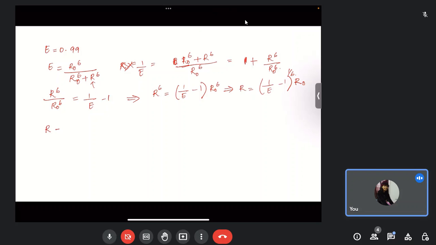In our case, our Förster distance was 5.6 nanometers, so R0 is equal to 5.6 nanometers. So R is equal to 1 by E, which is 0.99, minus 1, the whole raised to 1 by 6, into R0, which is 5.6 nanometers. So let's calculate that. 1 divided by 0.99 is 1.01, minus 1, whole raised to 1 by 6, into 5.6 nanometers.